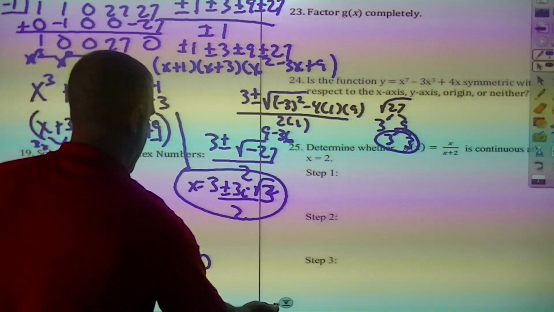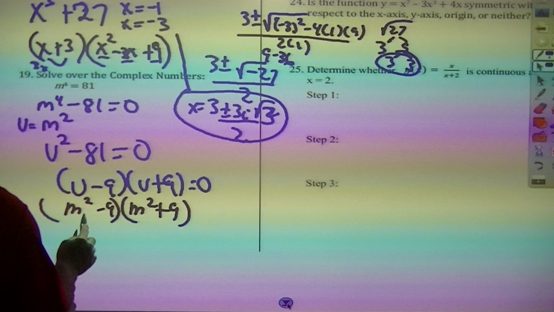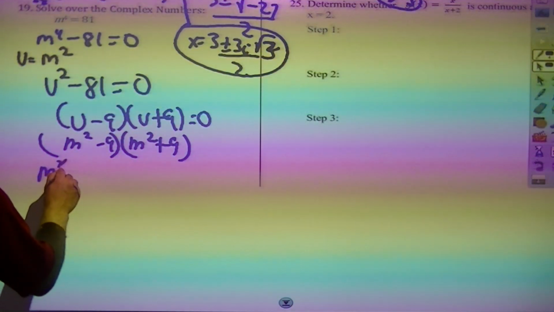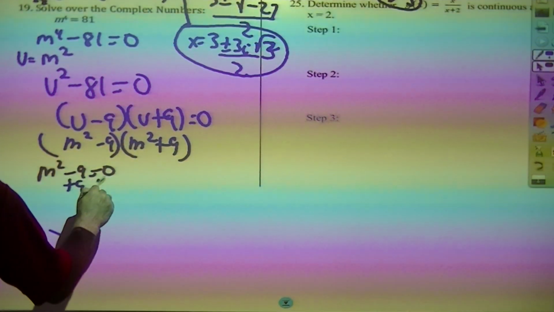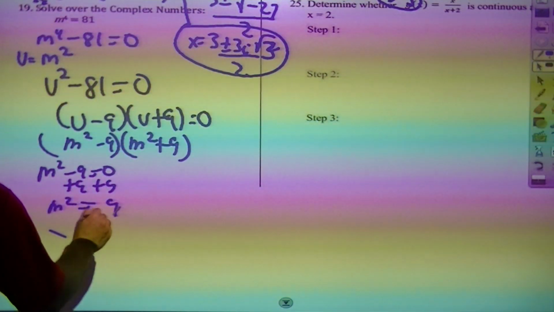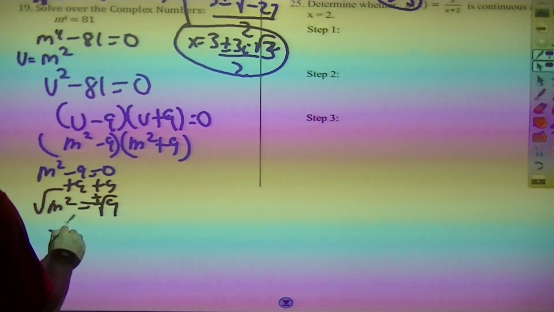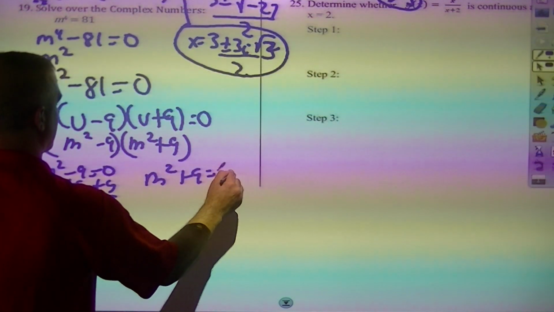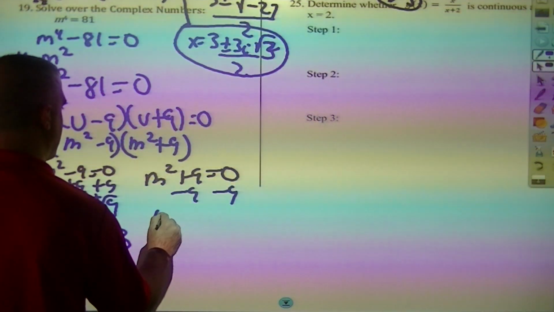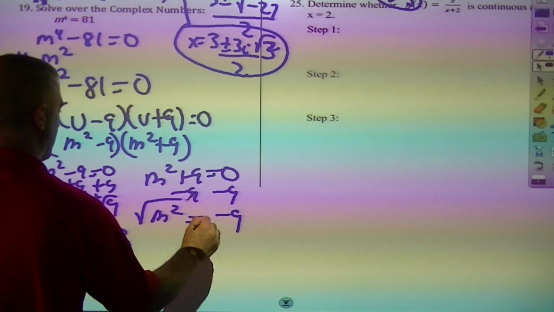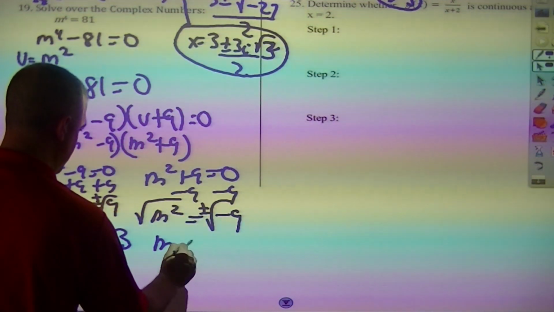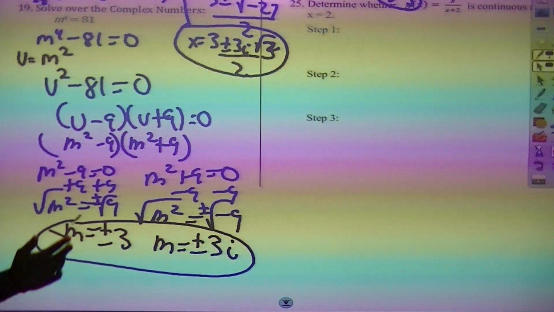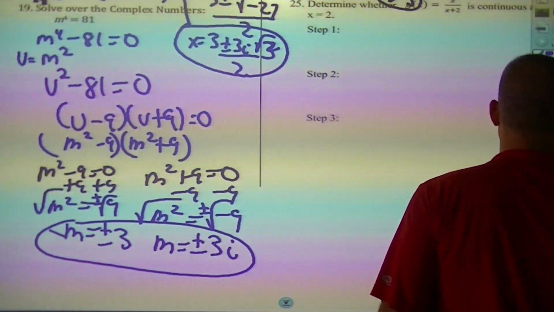Well, if I go to solve that, m squared minus 9 equals 0. I add 9, m squared equals 9. Square root plus or minus, so m equals plus or minus 3. This one, set equal to 0. Subtract 9, m squared equals -9. Square root of that, plus or minus, m is plus or minus 3i. So that's how you get that one.